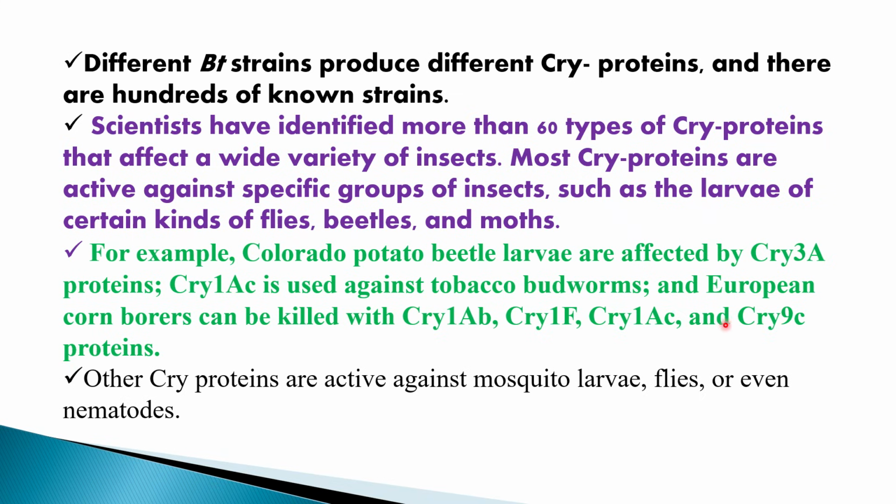Cry1F, Cry1AC, and Cry9C proteins. Other cry proteins are active against mosquito larvae, flies, or even different types of nematodes. So these are the varieties you can see here. There are lots of varieties of cry proteins, and lots of varieties of Bt strains, meaning bacterial strains, are also there. You can use them in gene cloning as well as tissue culture methods. Then you can prepare Bt cotton, Bt brinjal, Bt soybean. Lots of crops are also there.